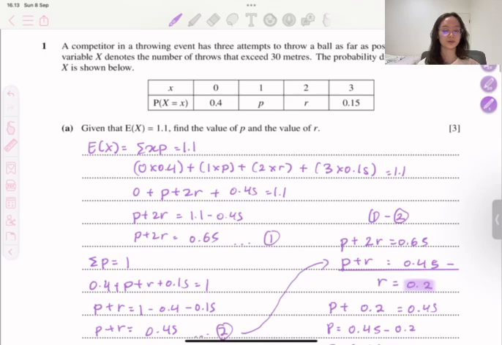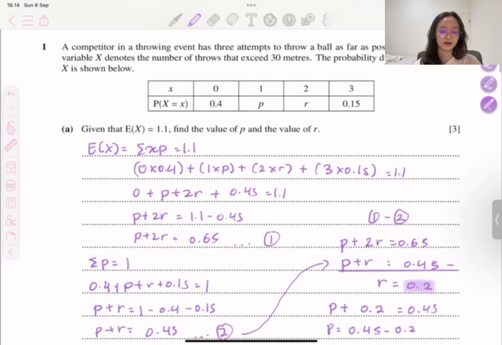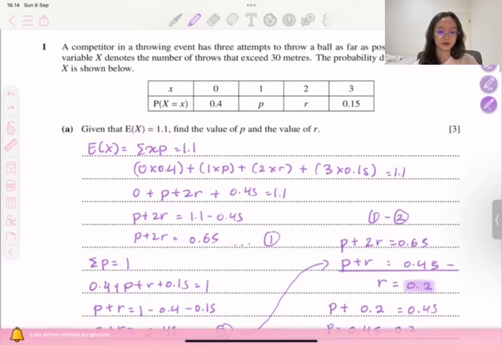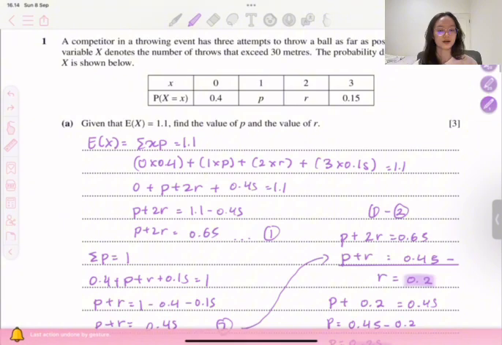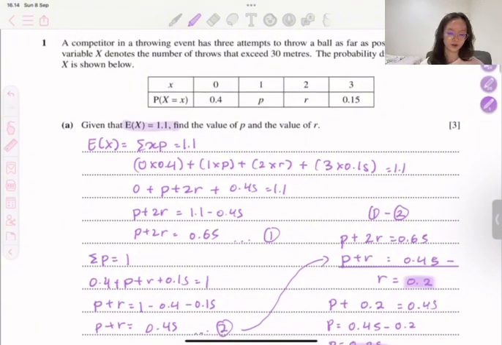A competitor in a throwing event has 3 attempts to throw a ball as far as possible. The random variable X denotes the number of throws that exceeds 30 meters. The probability distribution table for X is shown below. So there are 4 values of X which are 0, 1, 2, 3, and the probabilities of each of these values are 0.4, p, r, and 0.15 respectively. Part A: given that the expectation of X equals 1.1, find the value of p and the value of r.